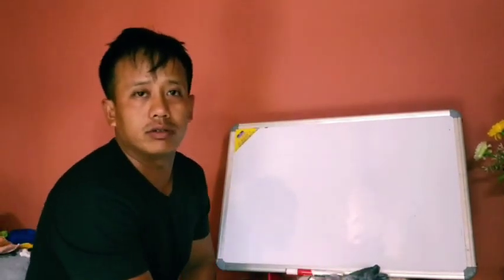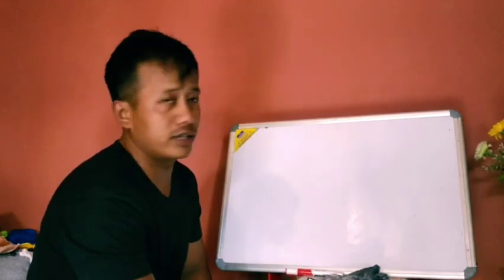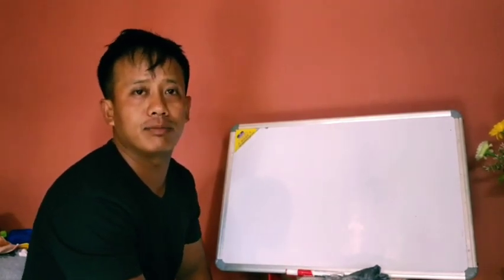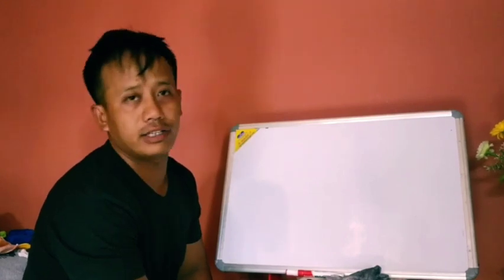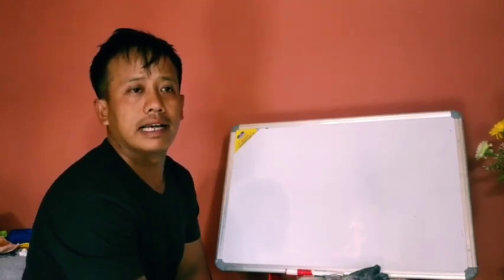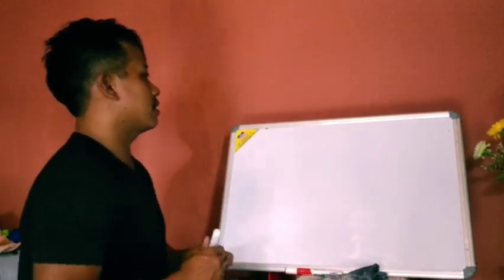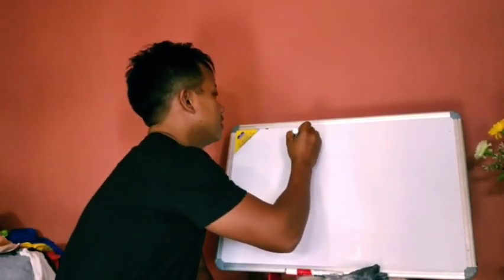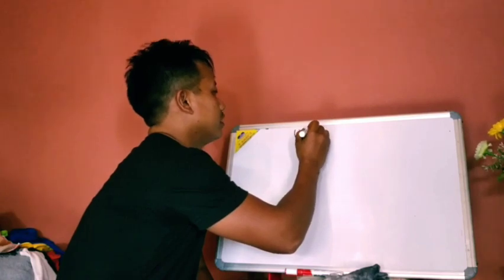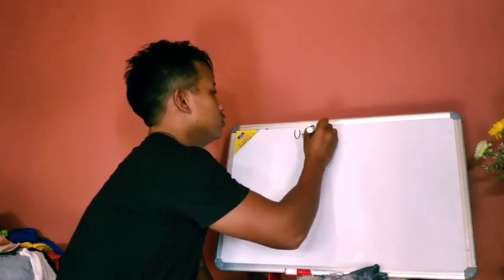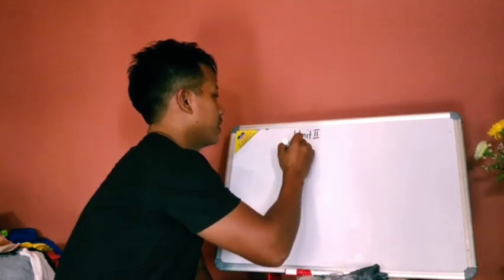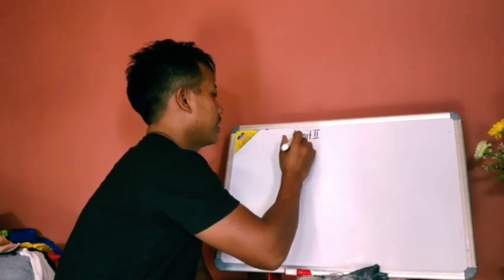So from today we are going to start a new unit. The first unit, electrostatics, has been completed till last class. The next unit, unit number 2, is known as current electricity. As the name suggests, this is the starting of the new unit, unit 2, which is termed as current electricity.